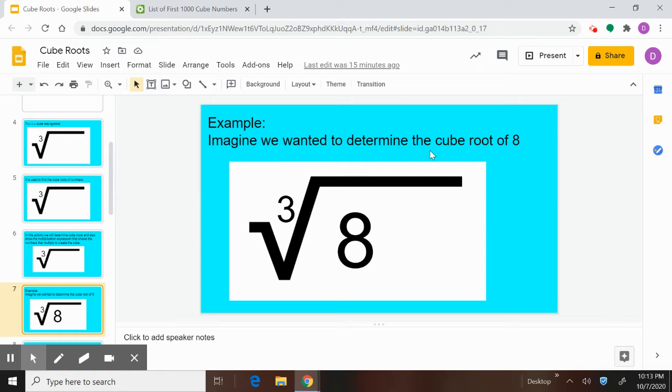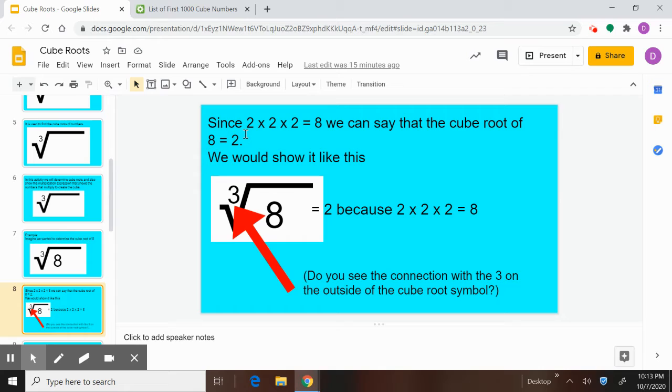For example, if we wanted to determine the cube root of 8, I need the same number multiplied by itself 3 times that would equal 8. Do you know what that is? I won't keep you in suspense too long, because it's 2. Since 2 times 2 times 2, 3 twos multiplied, equals 8, we can say that the cube root of 8 is equal to 2. We would show it like this: the cube root of 8 equals 2 because 2 times 2 times 2 equals 8.